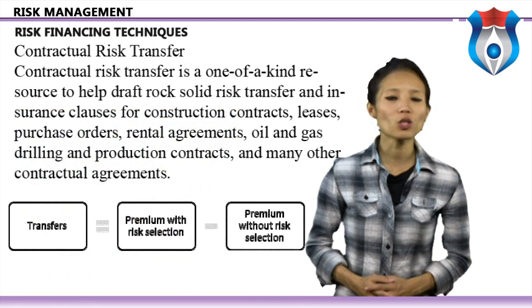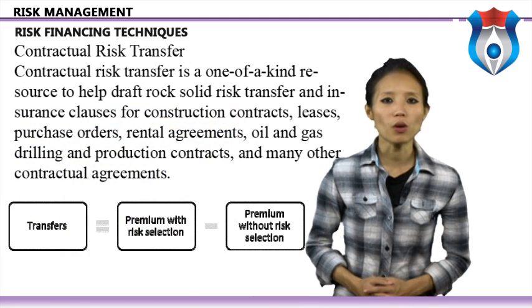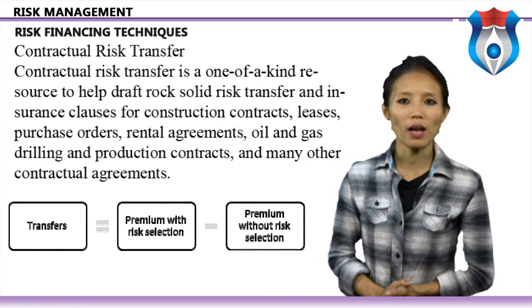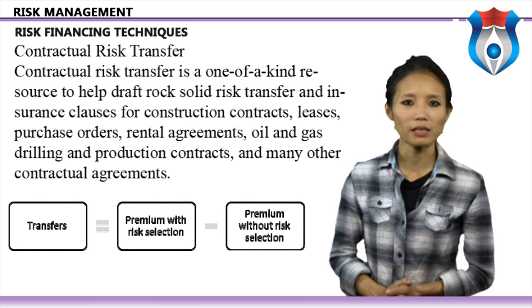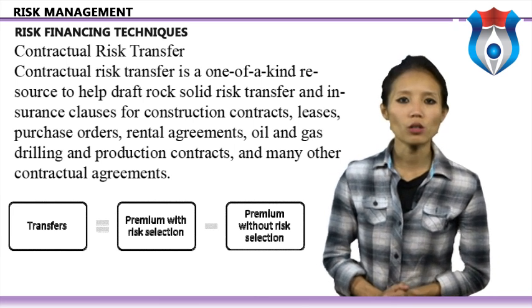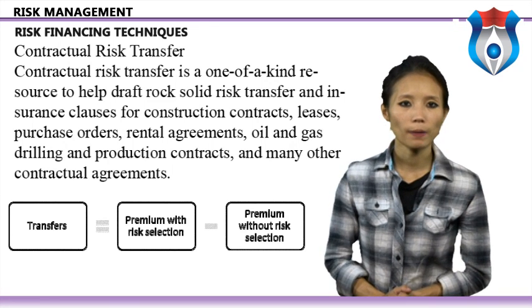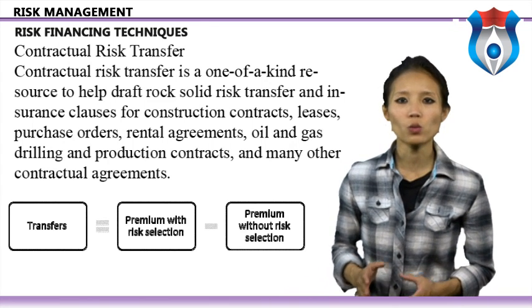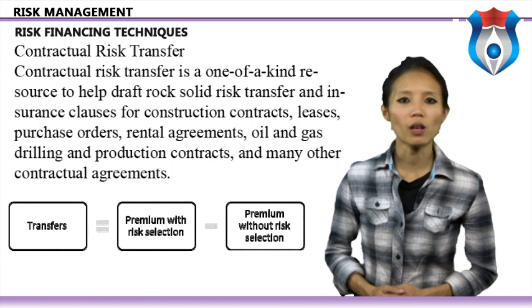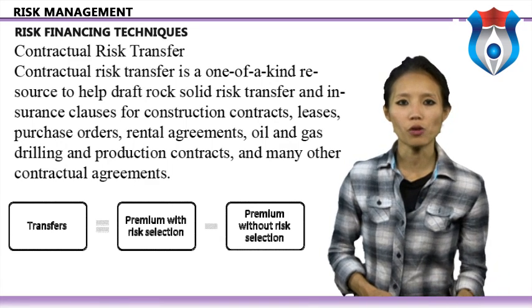Contractual risk transfer. Contractual risk transfer is a one-of-a-kind resource to help draft solid risk transfer and insurance clauses for construction contracts, leases, purchase orders, rental agreements, oil and gas drilling and production contracts, and many other contractual agreements. It empowers contract drafters with model clauses using up-to-date insurance terminology rather than ambiguous and archaic language. Discussions and summaries of state statutes affecting contractual indemnity help to assure that hold harmless clauses will be enforceable.